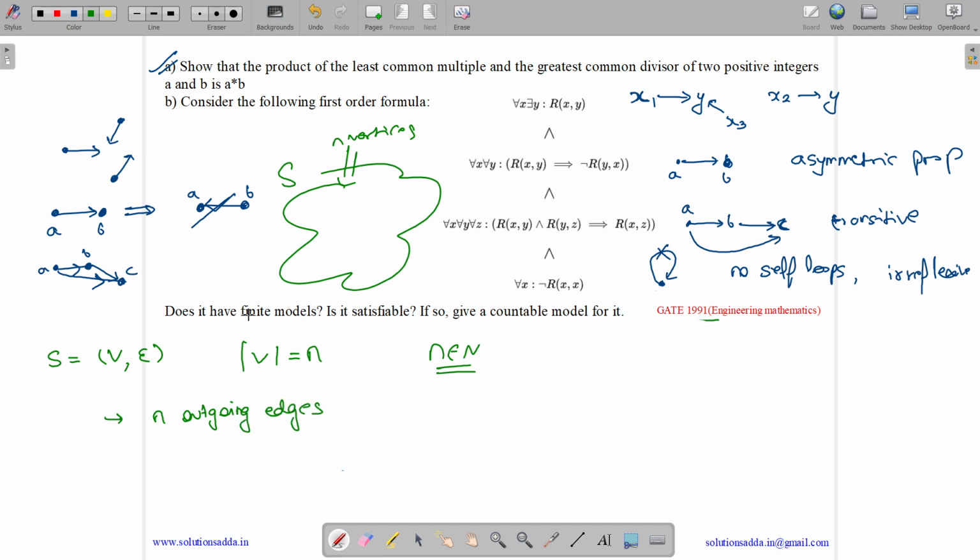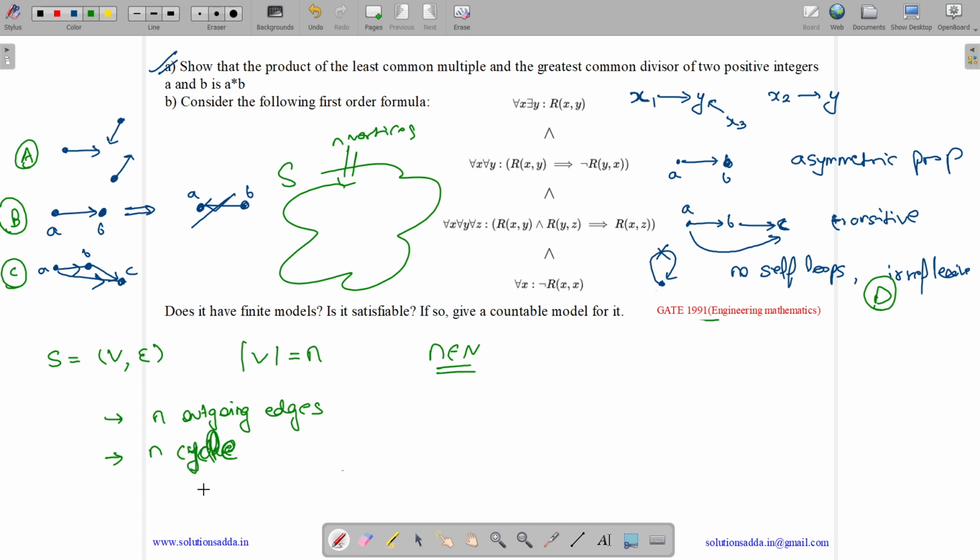Let us rename this as property A, the outgoing edge property; property B, the asymmetric property; property C, the transitive property; and property D, the irreflexive property. Now see, since no symmetric edges are around in S, it has the asymmetric property. And no self loop was allowed due to property D, the irreflexive property. Thus, by the pigeonhole principle, we must have at least an n length cycle.